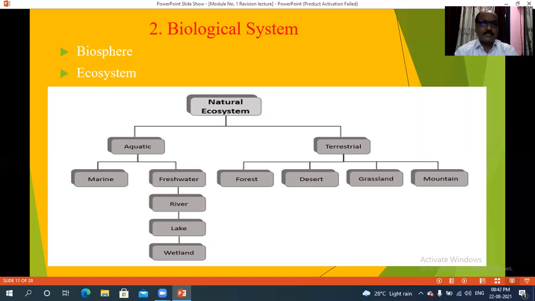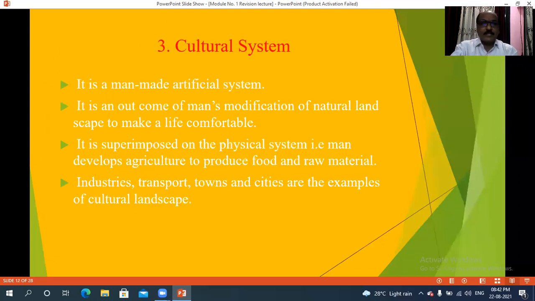Okay, so dear students, the aquatic ecosystem, we can again further subdivide into marine ecosystem, freshwater ecosystem. Okay, freshwater ecosystem again further subdivided into river, lakes, wetland ecosystem. Okay, then terrestrial ecosystem, it is again further subdivided into forest ecosystem, desert ecosystem, grassland ecosystem, and mountain ecosystem. Okay, and the third most important system of the structure of the environment is cultural system.